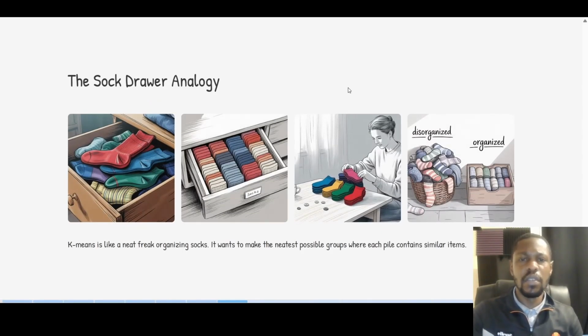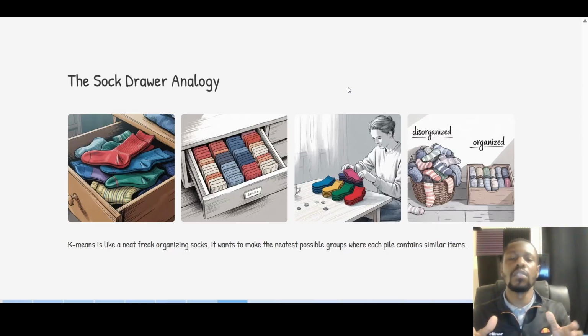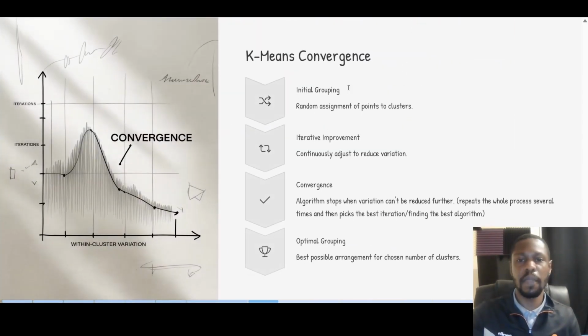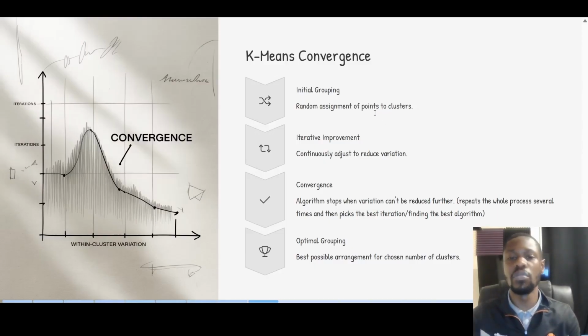So I provided for you a little analogy here. K-means is essentially like a neat freak organizing socks, and it wants to make the neatest possible groups where each pile contains similar items. And so again, just to break down what we do: we have a random assignment of data points to each cluster, and this is the initial grouping. And then we iteratively improve, we continuously adjust in order to reduce the variance.